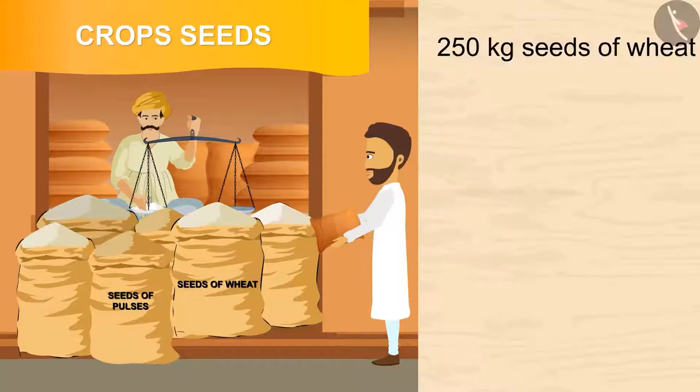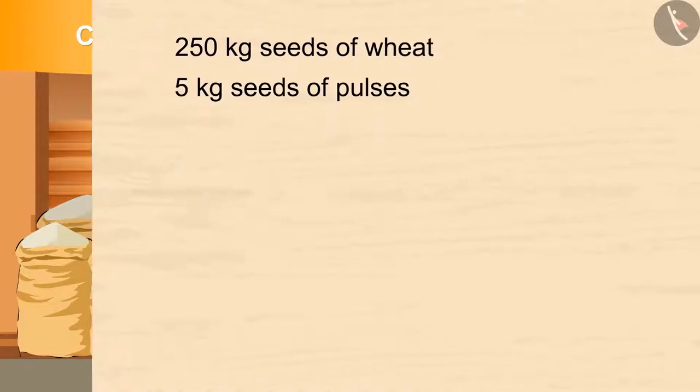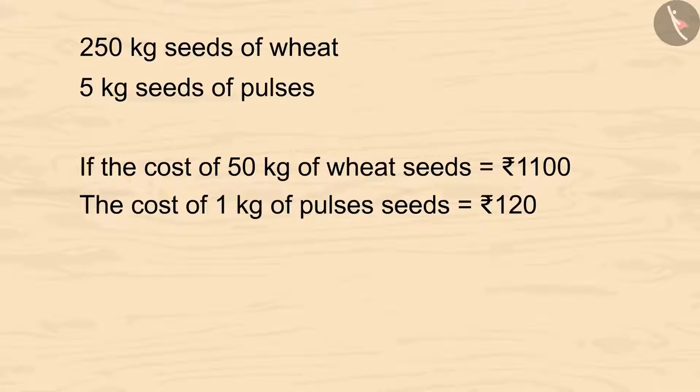He bought 250 kgs of seeds of wheat and 5 kg seeds of pulses. If the cost of 50 kg of wheat seeds is 1100 rupees and the cost of 1 kg of pulses seeds is 120 rupees, so how much money did Kareem Bhai spend on pulses seeds? Kids, you can pause the video and calculate it.